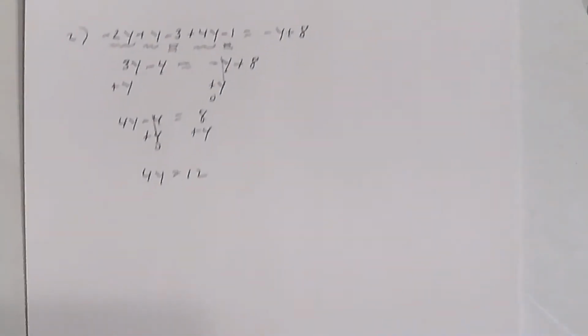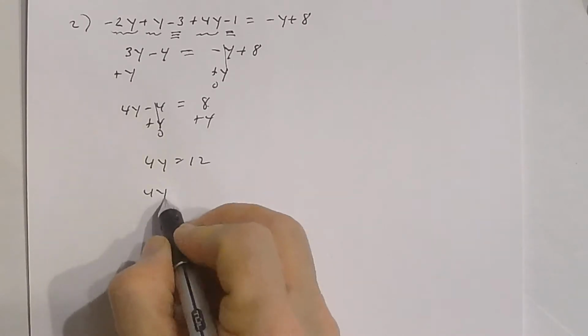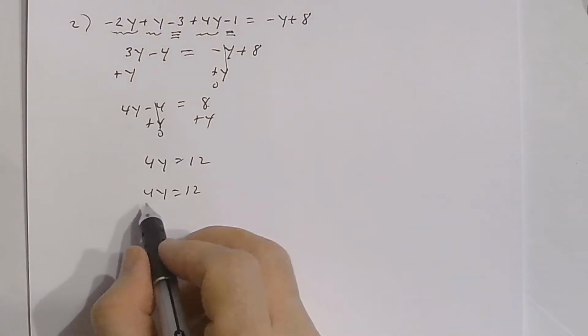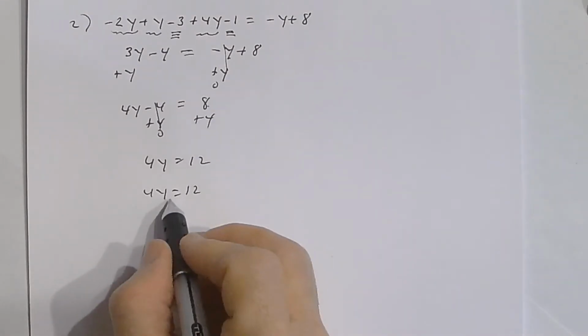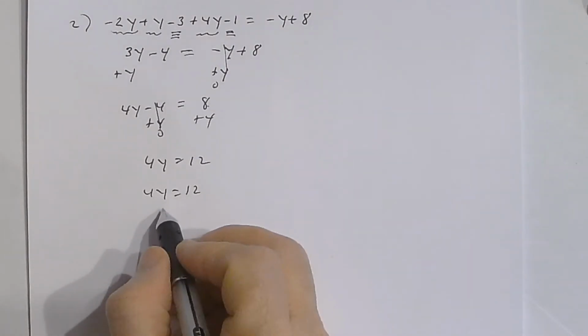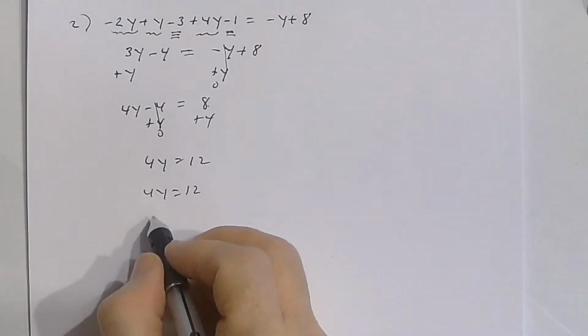And then the next step is to, let me go ahead and rewrite this over. So the next step is to divide both sides by 4. And notice you can easily say what the solution is here. 4 times 3 is 12, right? Okay, but let's just go ahead and show that step.